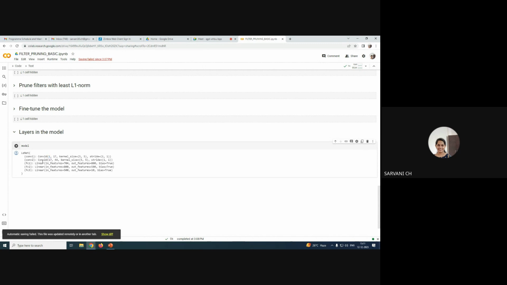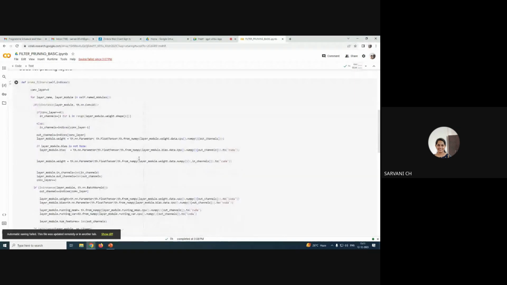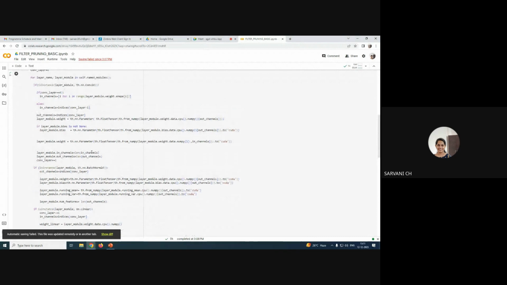Whereas for the second layer, if you see, what are the in channels? The number of in channels is equal to the out channels from the previous layer. And this has to be taken care of. Then we decide, and based on the L1 norm, we will prune the out channels. I hope this is clear, like how we are pruning the first convolutional layer and the second convolutional layer.